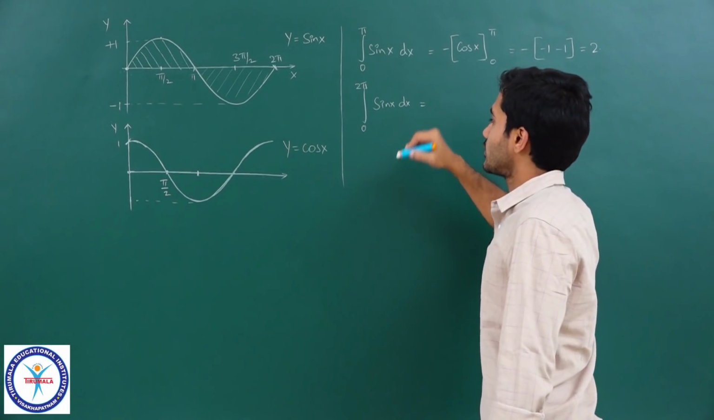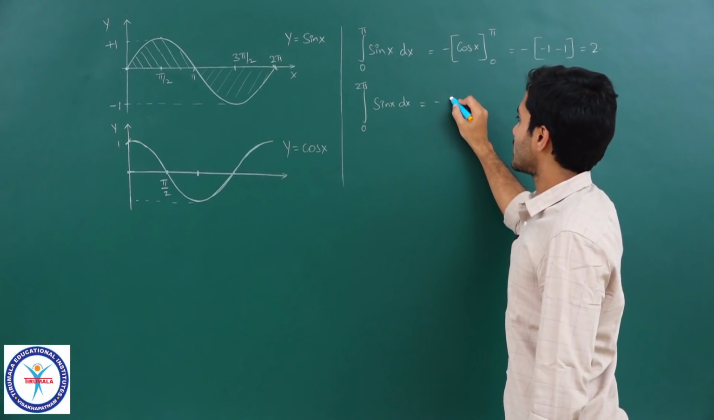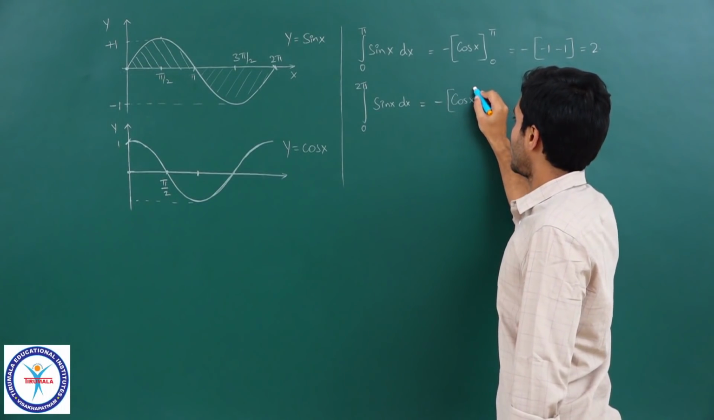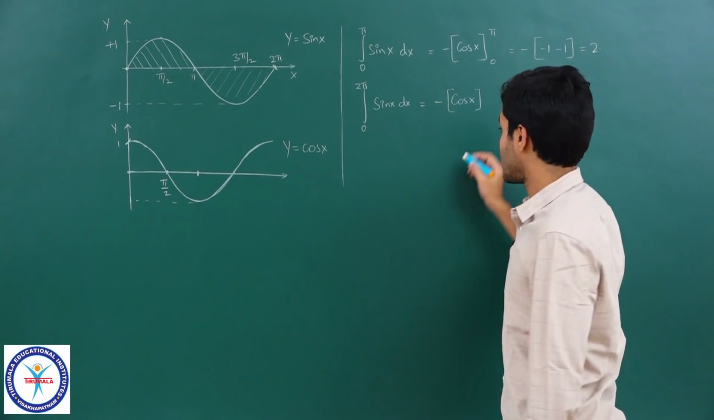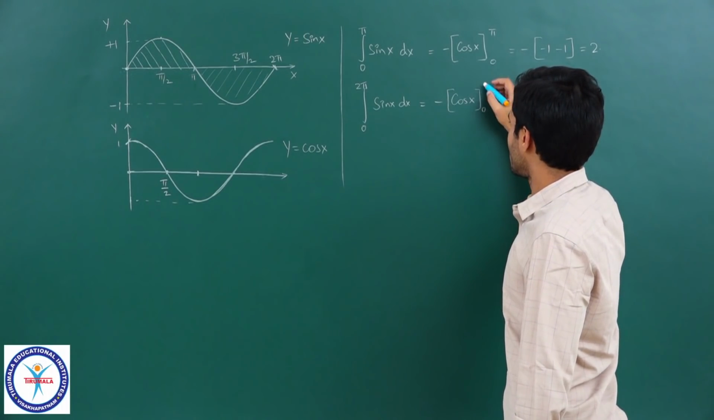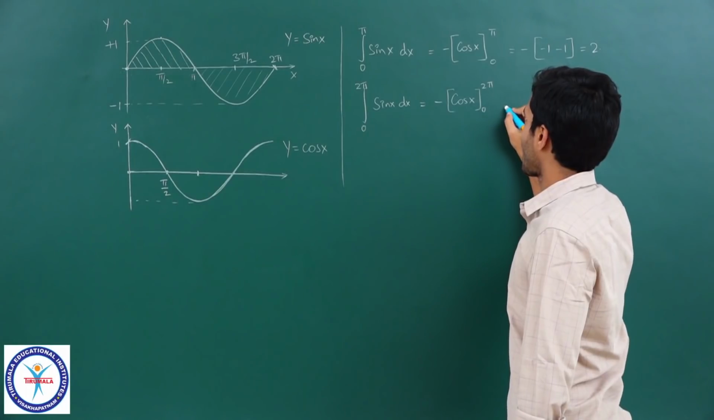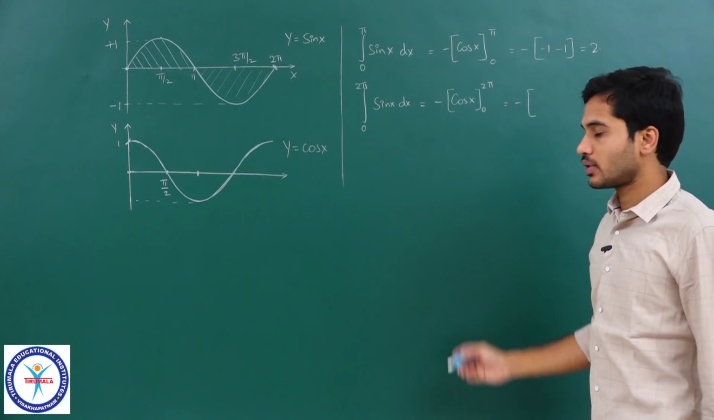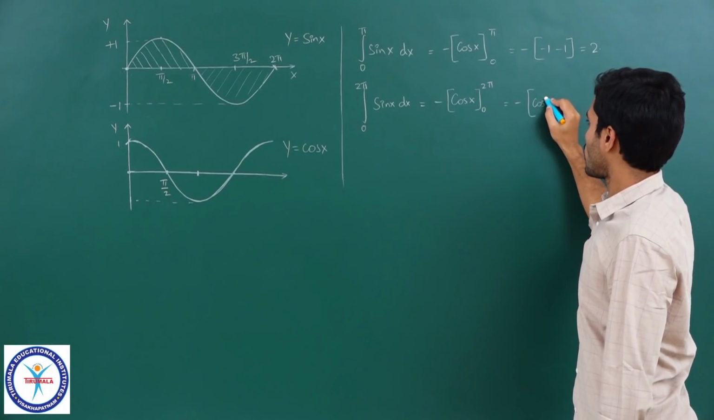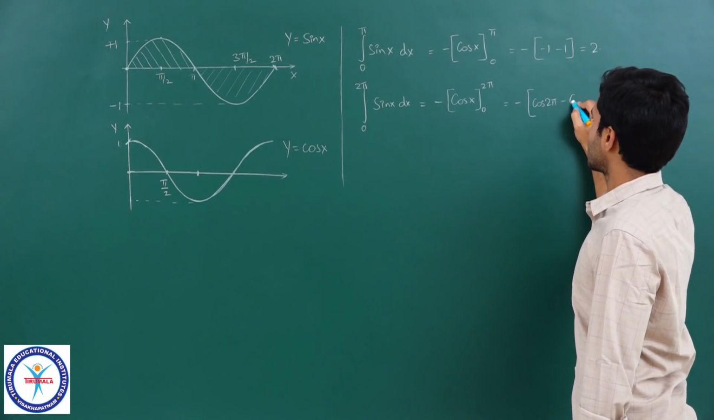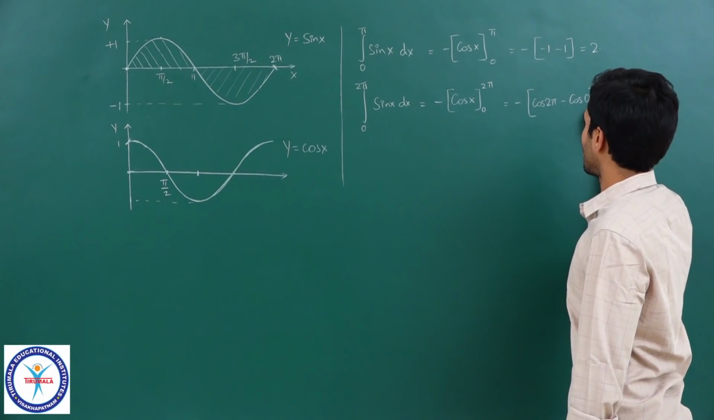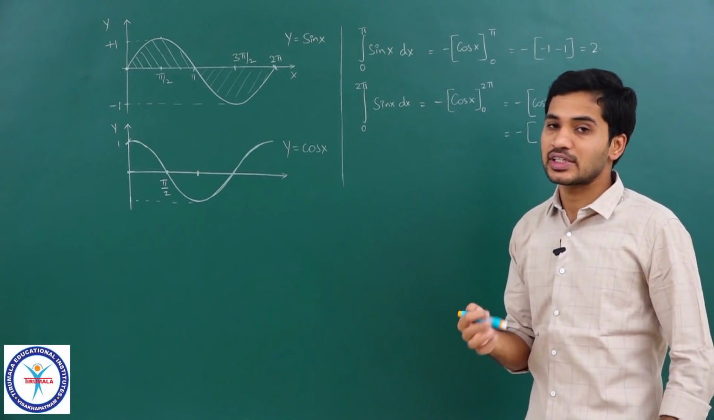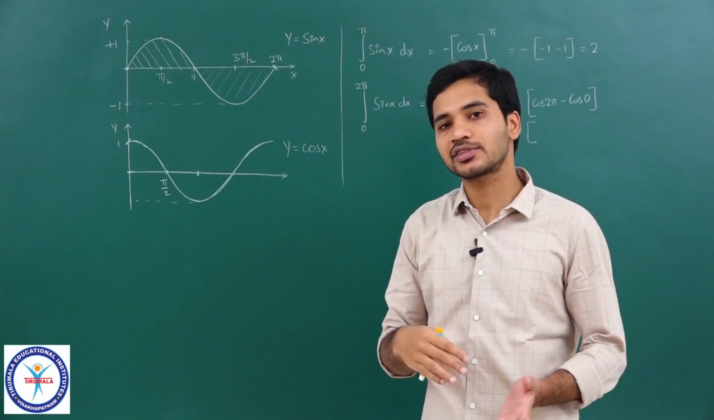So when I integrate this, the same term, I would be getting minus cos x, and if I substitute the limits, this would be 0 to 2 pi, right? So this will give me minus of cos 2 pi minus cos 0. So cos 2 pi, which means cos 360. The value of cos 360 is the same as cos 0.